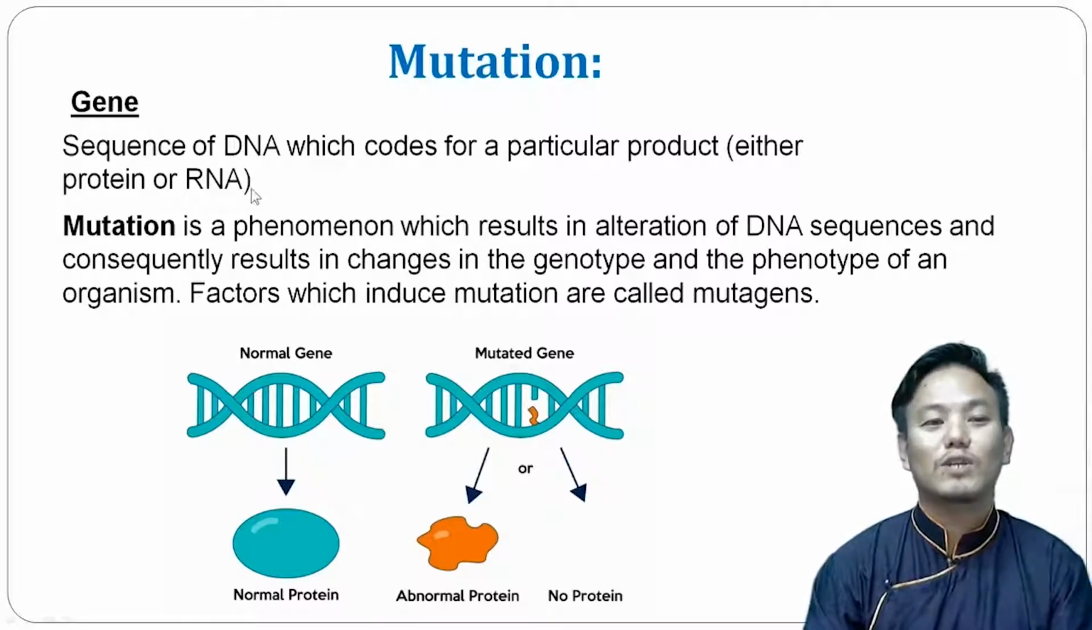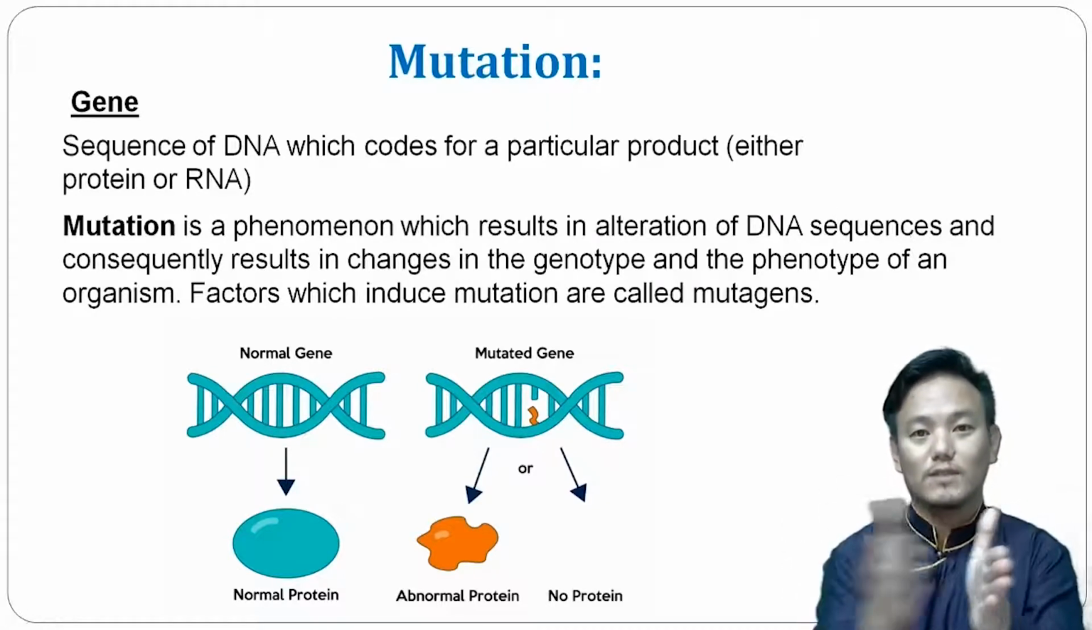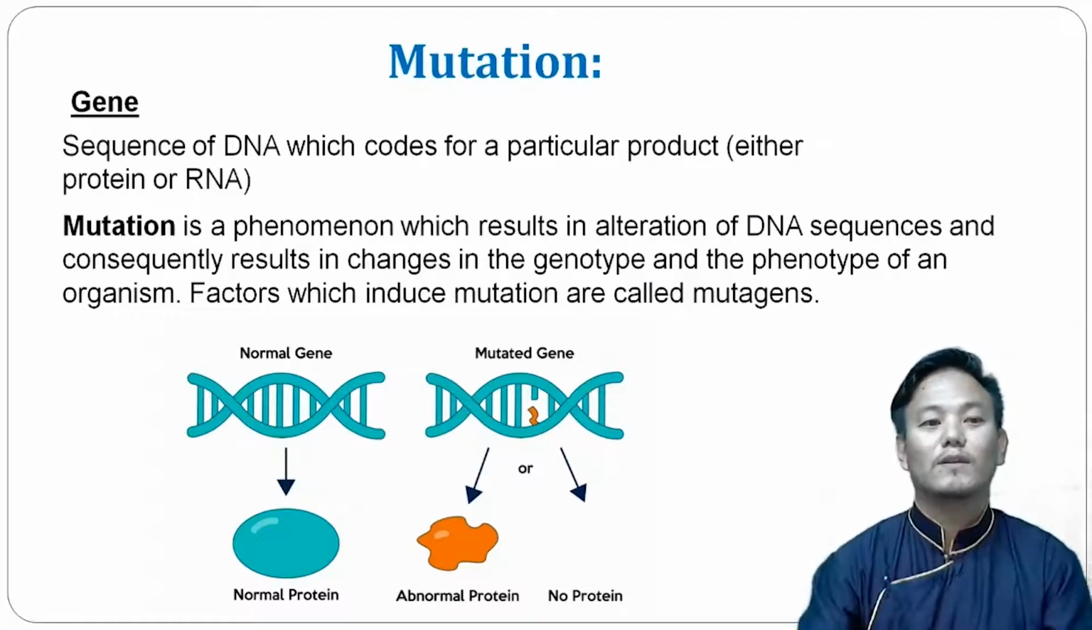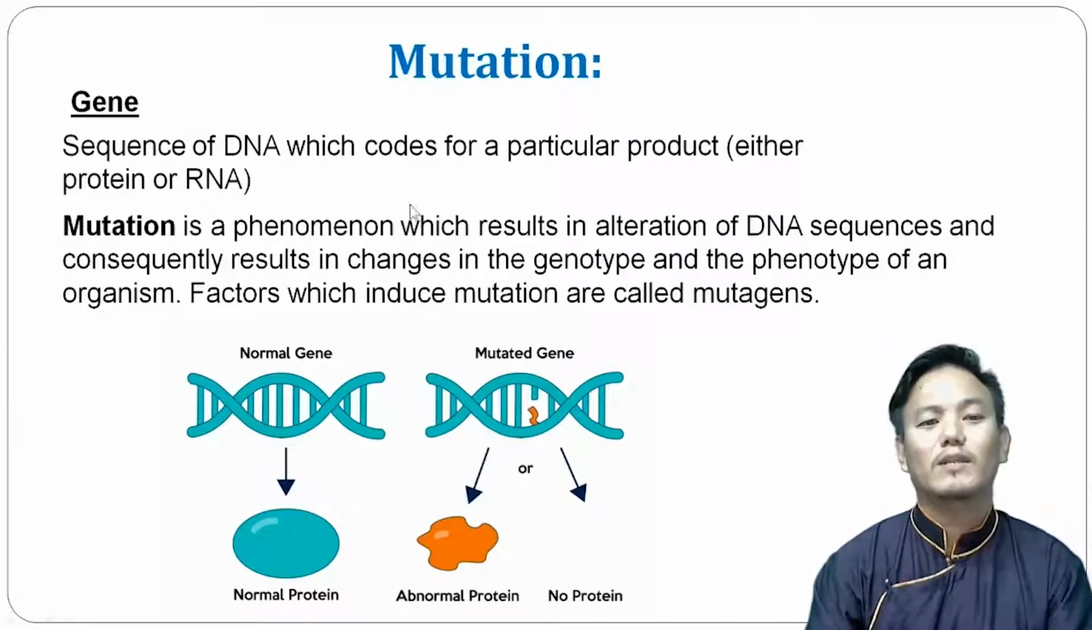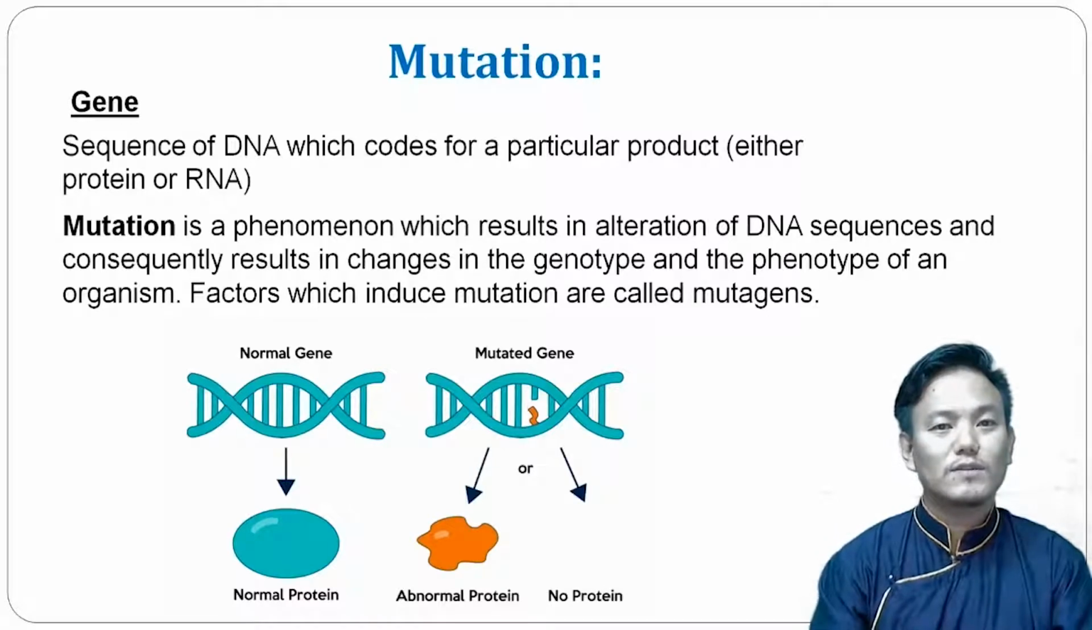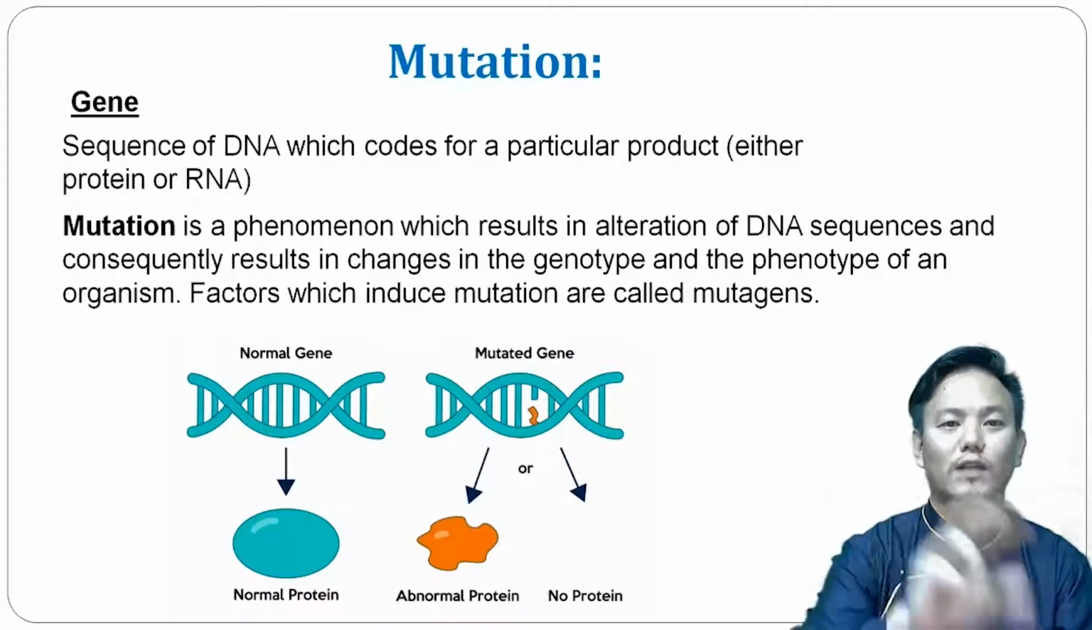Now what is mutation of the gene? Mutation is a phenomenon which results in the alteration of the DNA sequence. The DNA is a sequence of nucleotides, a polynucleotide. If that sequence is altered, which can result in some kind of abnormalities in the genotype or phenotype of an organism, that is called mutation. What causes mutations are mutagens. There are physical mutagens and chemical mutagens. Mutagens are those factors which can cause the alteration of the DNA sequence.